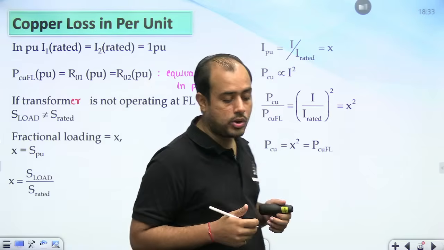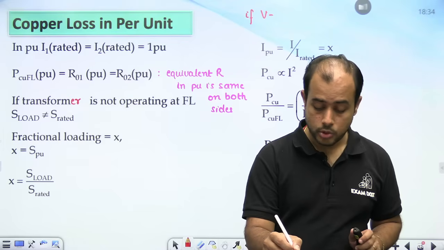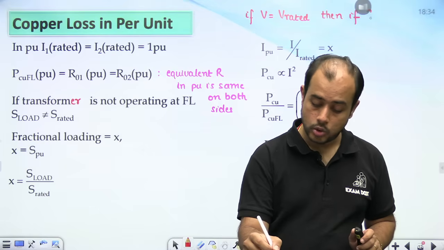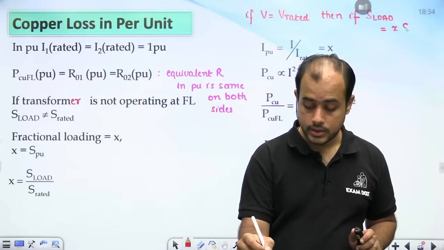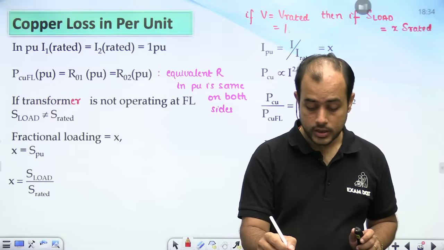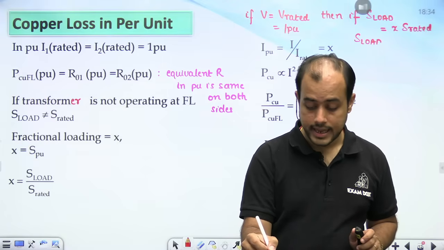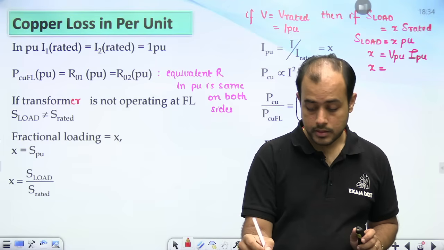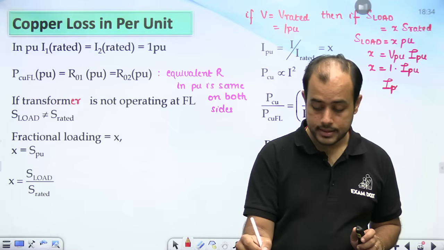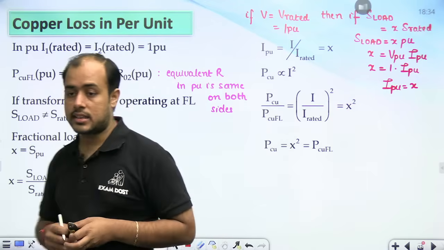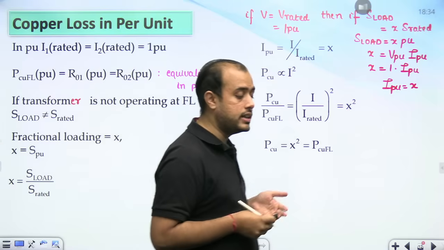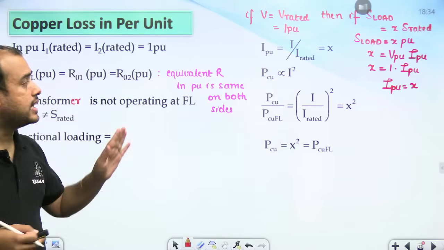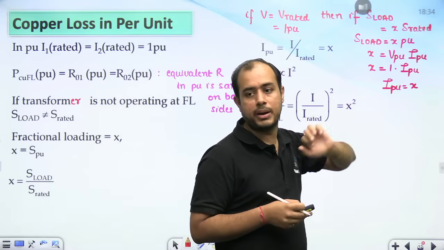Now if you assume beta voltage is rated, if voltage is V rated, okay, then if S load is X into S rated, or you can say voltage is 1 pu and S load is X pu, which is V pu into I pu, that means I pu will be X. So generally we assume that the transformer delivers the load at rated voltage. ऐसा मानते हैं कि ट्रांसफॉर्मर लोड को रेटेड वोल्टेज दे रहा है. तो whatever is the per unit power is the per unit current.